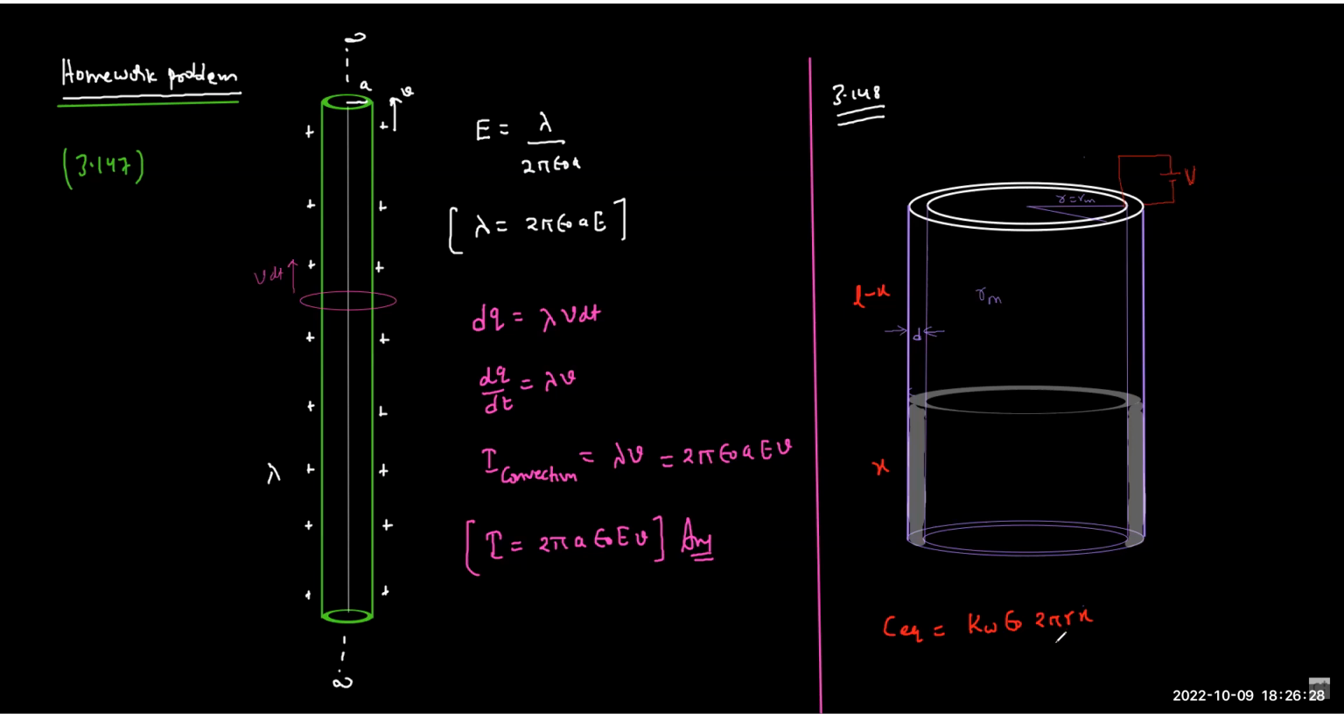The mean radius is R. So K epsilon naught A by d, with A being 2 pi R x. Plus, why plus? Because the remaining part is parallel, epsilon naught times A, where A is 2 pi R (L minus X), by d. Correct.